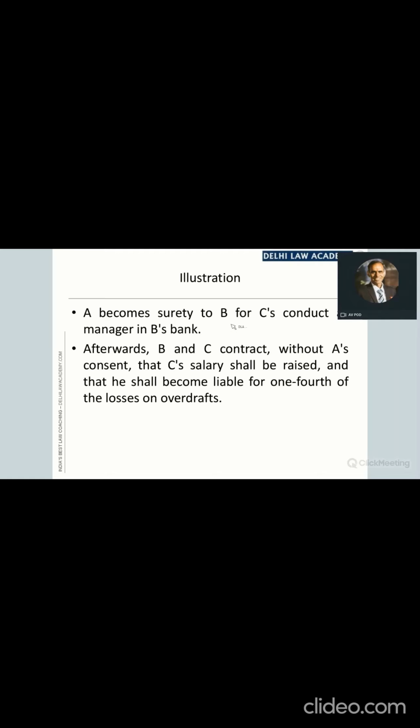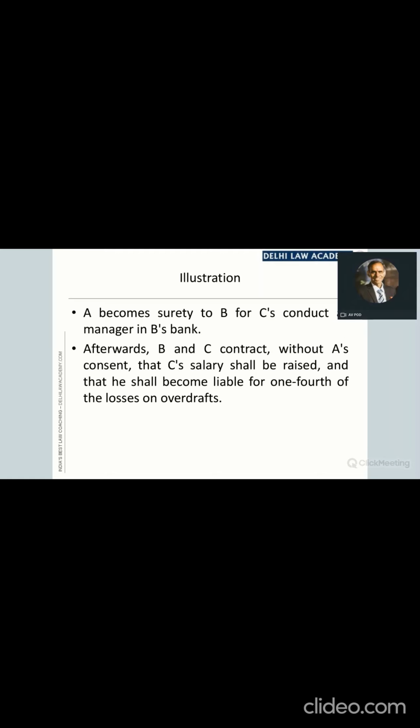A becomes surety to B. So A now becomes the promisor, B is the promisee, and he is surety for what? He is a surety for C's conduct as a manager. So if there is any default by C in his conduct as a manager, and if any loss is caused to B, the banker, then A becomes liable because he is the surety.